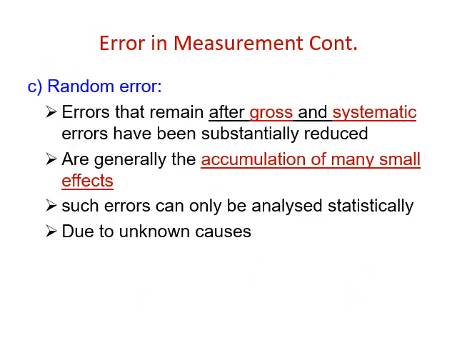Type C is random error. It's the remaining error, or the remaining type, after considering gross and systematic error. It means whatever is not a gross error and not a systematic error is considered a random error.